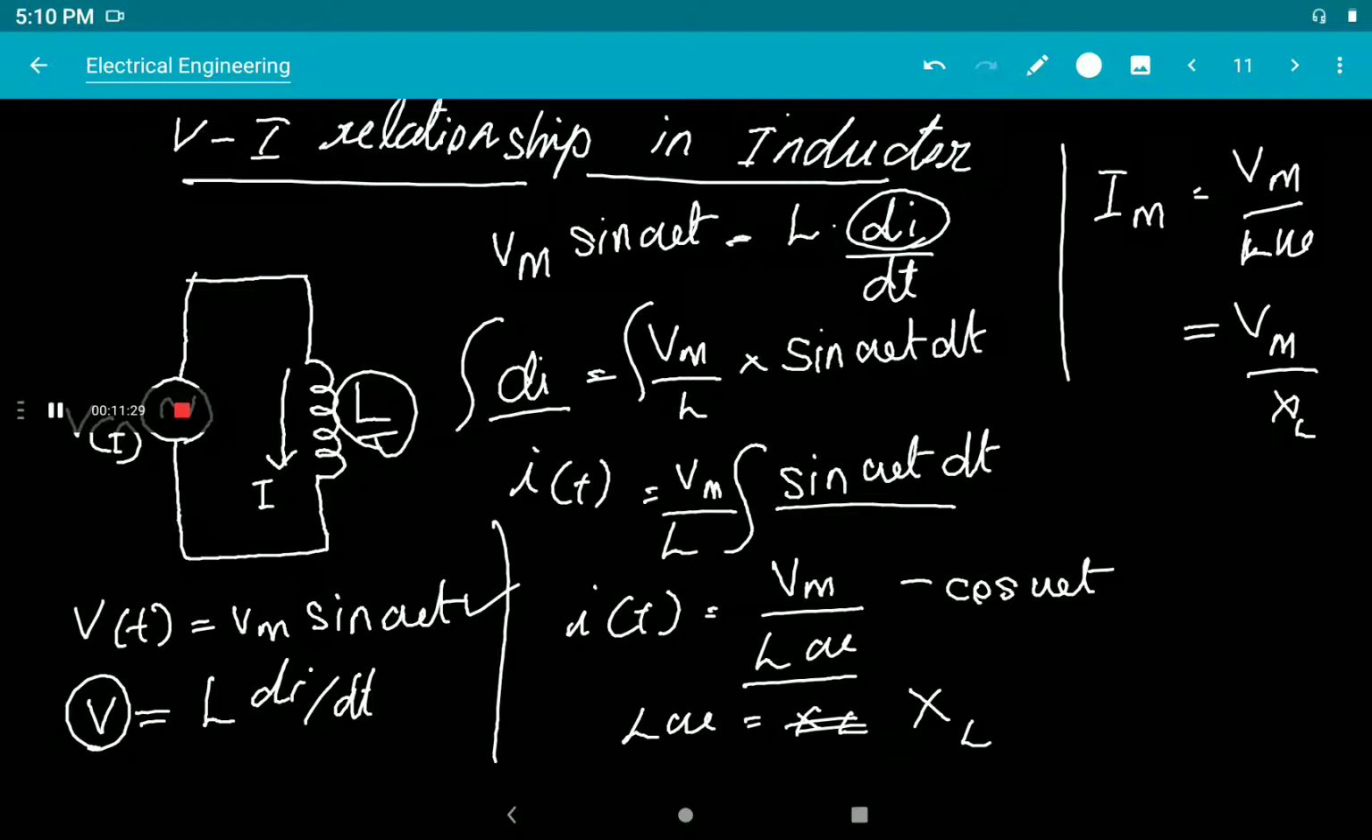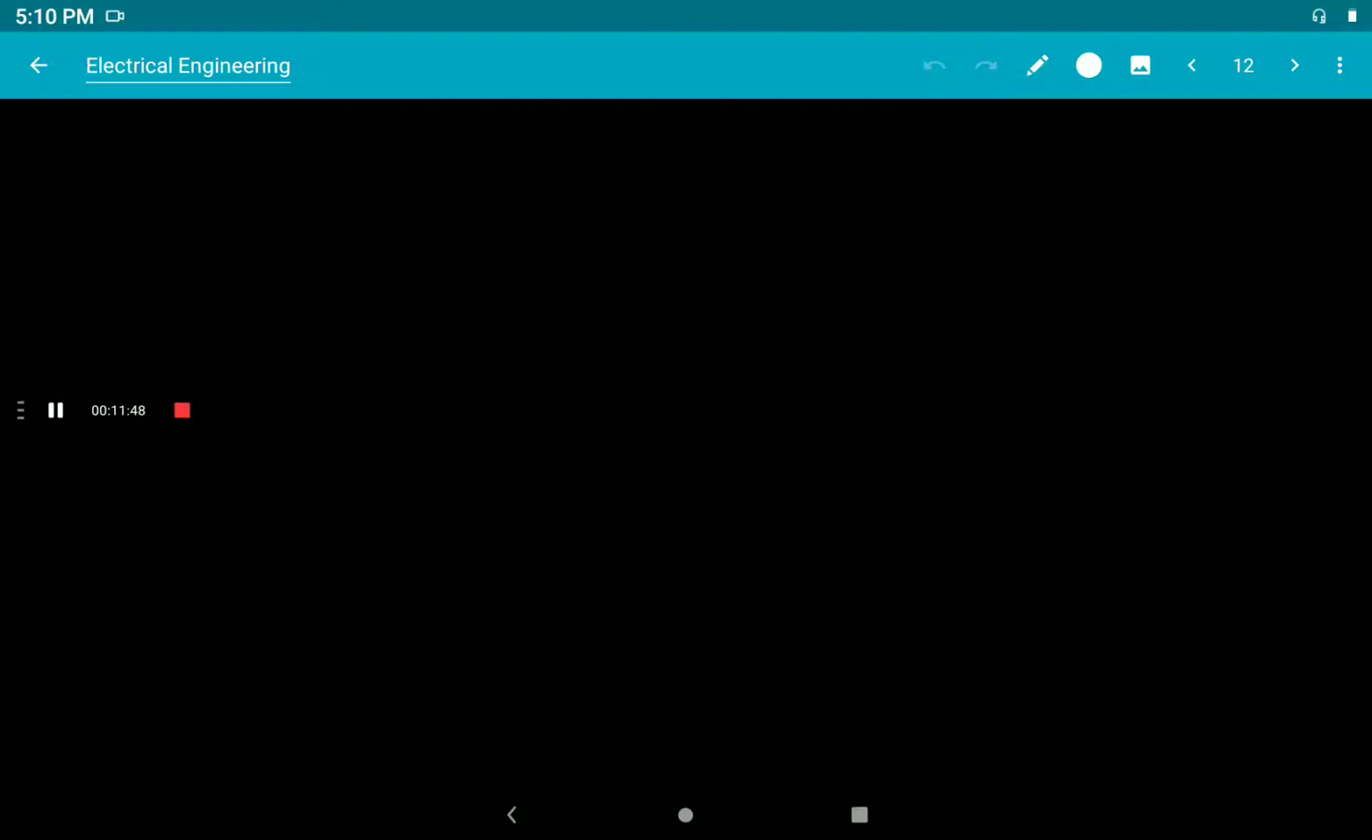So when is the maximum current possible? When this term becomes unity, then only this current is possible. So minus cos omega t, we know that we have to represent this current as a sinusoidal waveform. So you have to represent the same equation. I of t is equal to Im, that is Vm by XL, into minus cos omega t. How can you represent minus cos omega t in terms of sine? Sin omega t minus pi by 2.